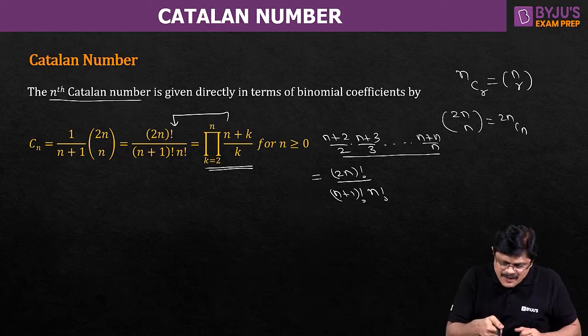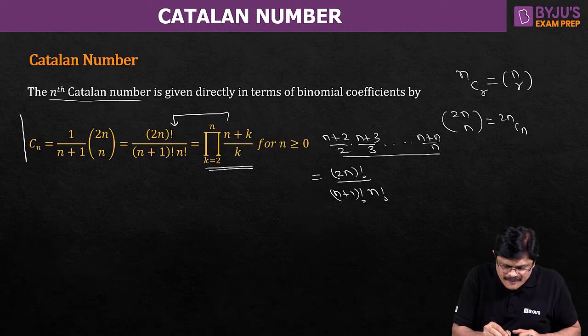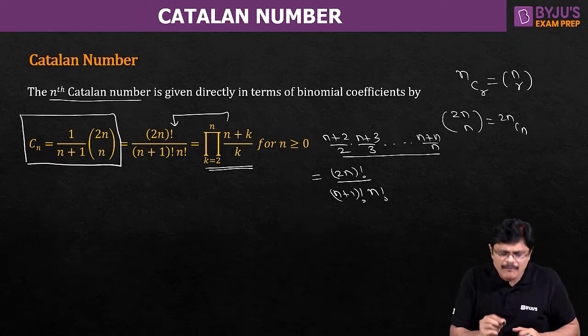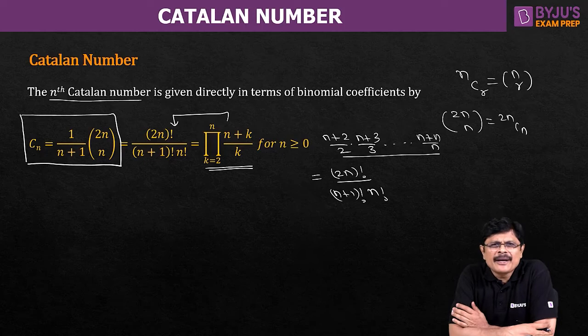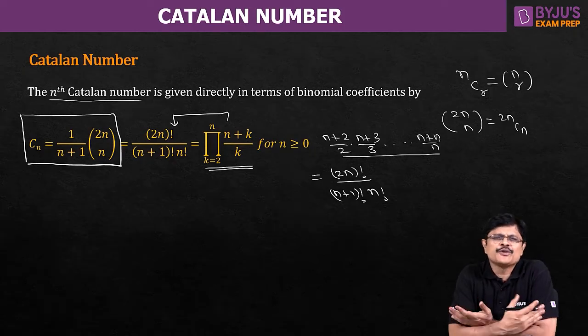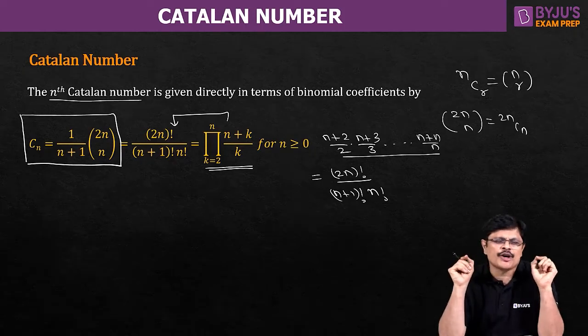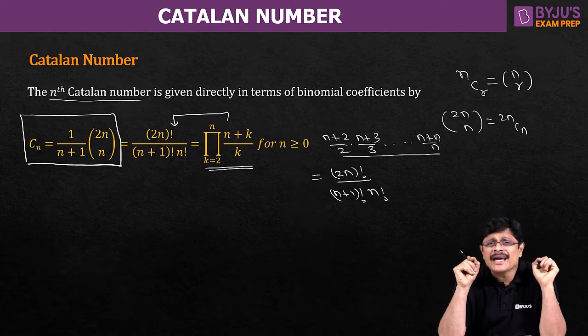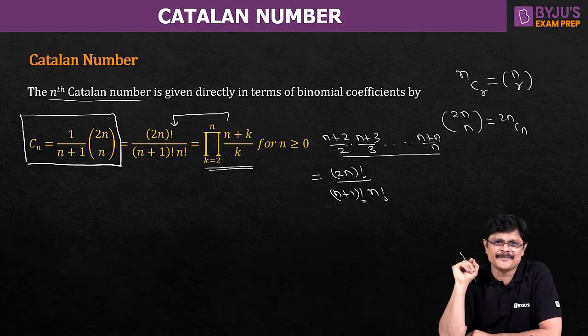And actually, we use more often this particular formulation. That is Cn is equal to 1 by n plus 1, 2n Cn. Whenever you say Catalan number, you try to remember this formula: 1 by n plus 1 into 2n Cn.